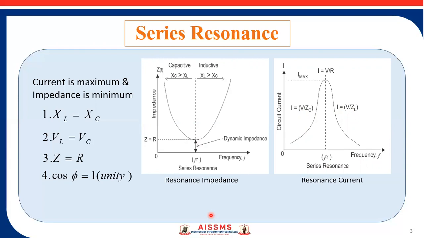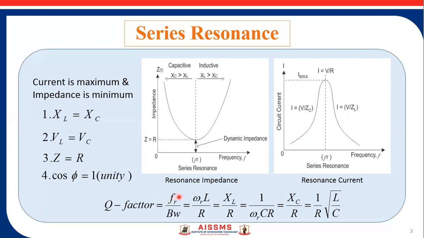Right? Another part is the Q factor. Q factor is nothing but resonant frequency upon bandwidth. Bandwidth is what? Higher frequency minus lower frequency. At that stage, current is maximum, that is the RMS value of current. FR divided by bandwidth is nothing but omega R L divided by R. Omega R L, that is XL, the inductive reactance, XL divided by R.